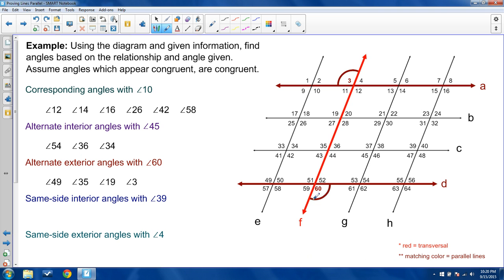In this case, F is the transversal. And then what other line is used to make the angles, in those cases D and A. And if they're congruent, then D and A will be parallel.